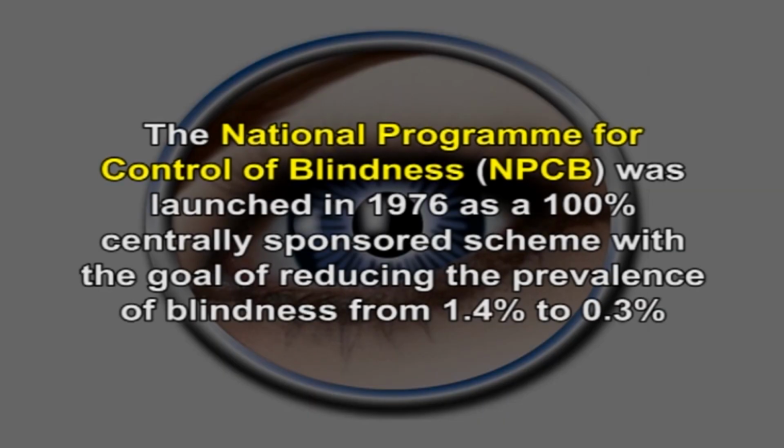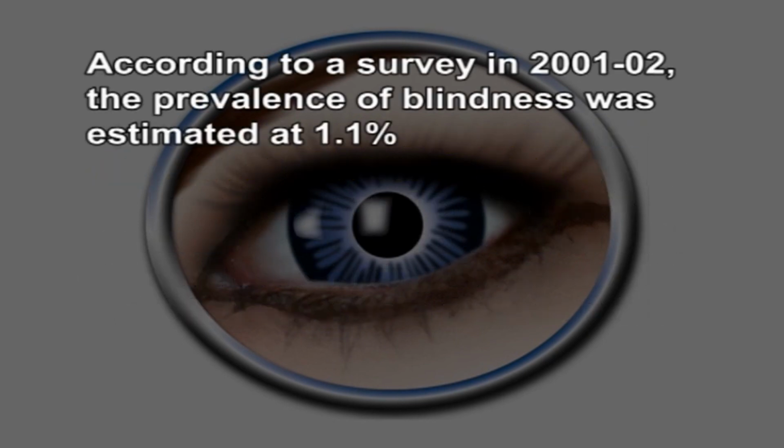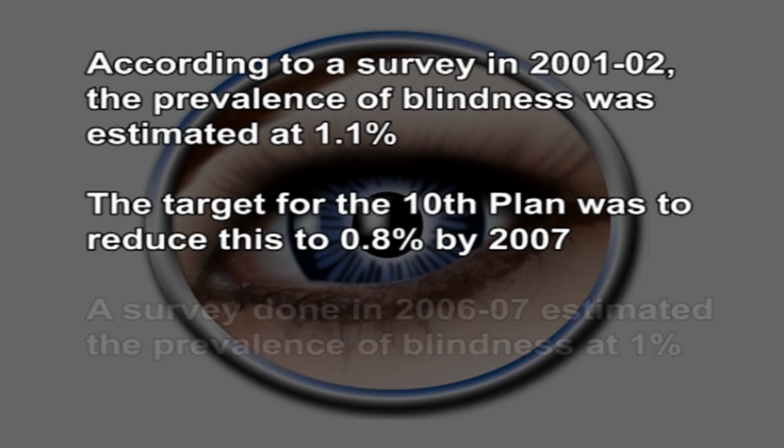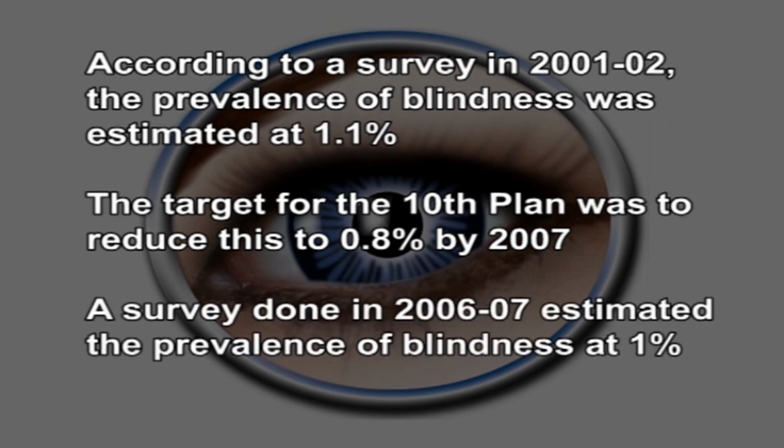The National Program for Control of Blindness (NPCB) was launched in 1976 as a 100% centrally sponsored scheme with the goal of reducing the prevalence of blindness from 1.4% to 0.3%. According to a survey in 2001-2002, the prevalence of blindness was estimated at 1.1%. The target for the 10th plan was to reduce this to 0.8% by 2007. A survey done in 2006-2007 estimated the prevalence of blindness at 1%.